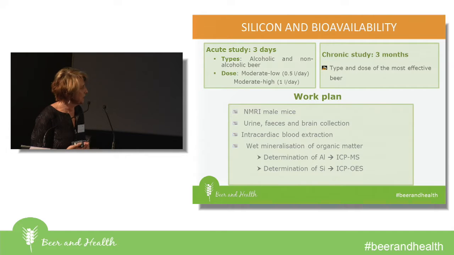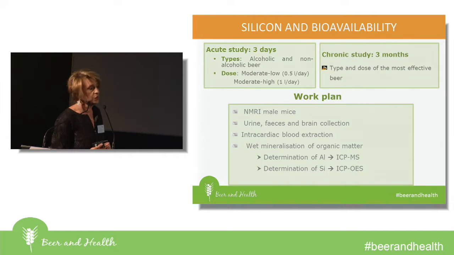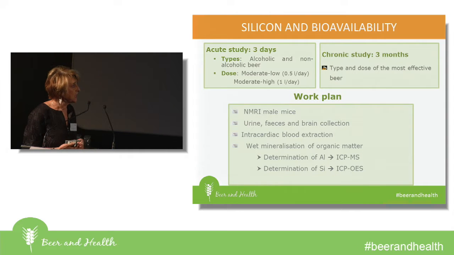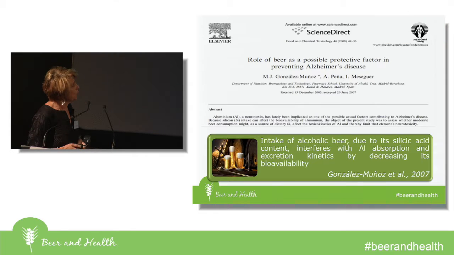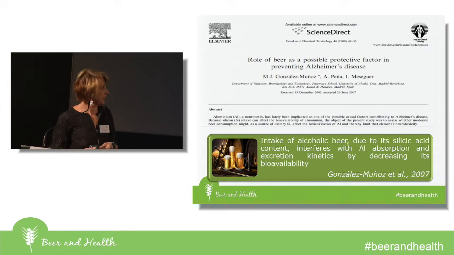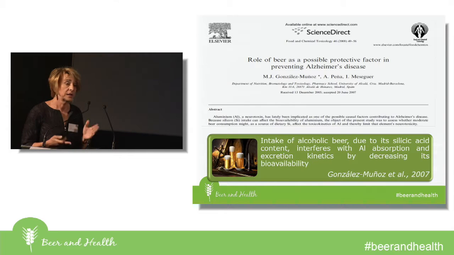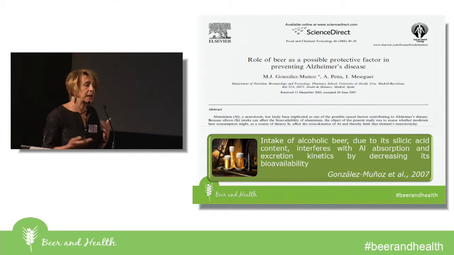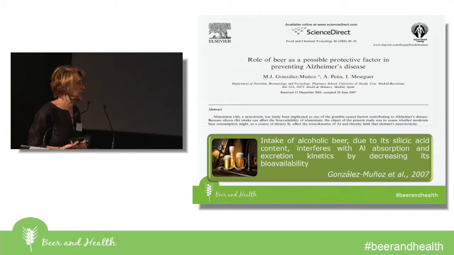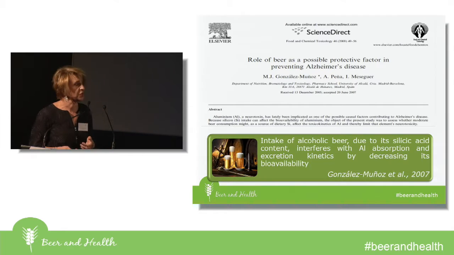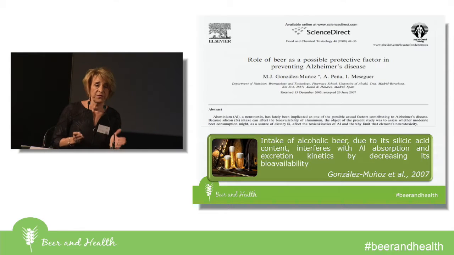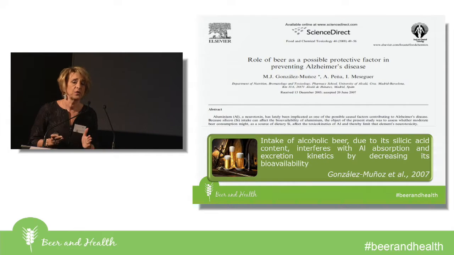This study was made with male mice, and it enabled us to concentrate on the different results by urine, feces, and brain collection. We saw that beer intake enabled us to detect the aluminum absorption and thus analyze the different excretion kinetics. The most effective beer was the alcoholic beer.